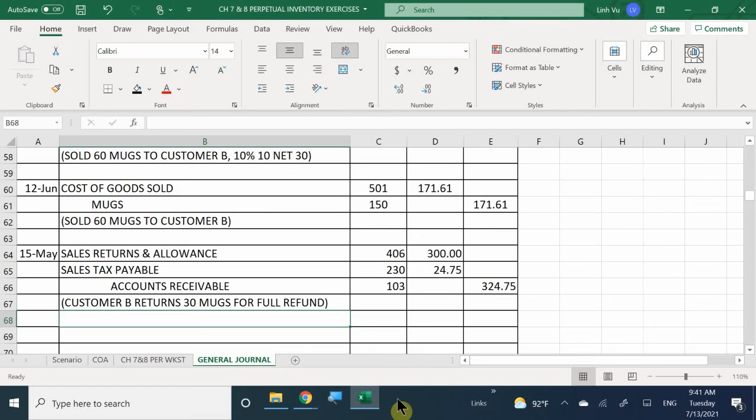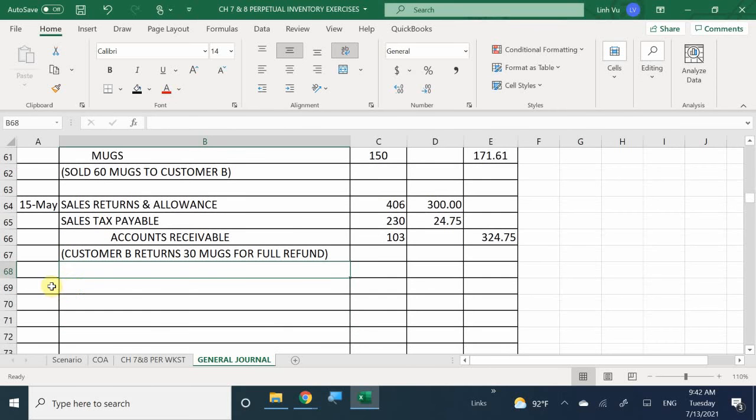So therefore, what do I have to do? You return them back into inventory. It's called restocking. Yes, so in this case, I have to put it back into inventory. Now, these are mugs that I sold. So if I'm putting it back into my inventory, what is going to be my credit account?